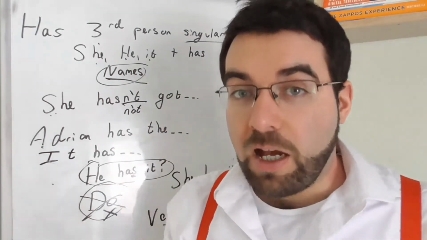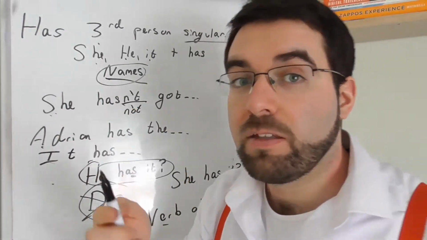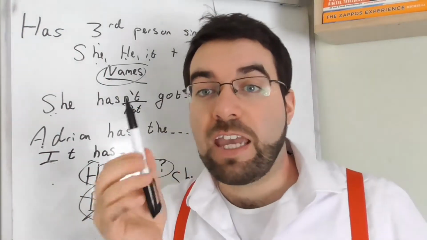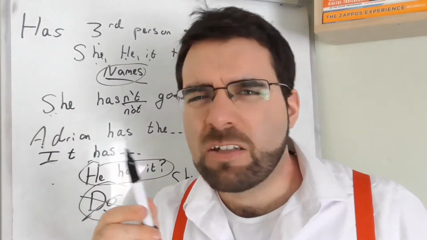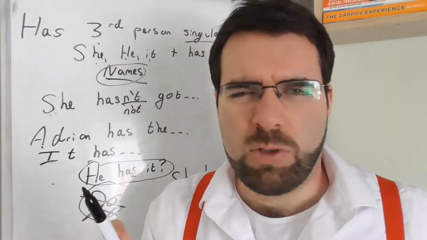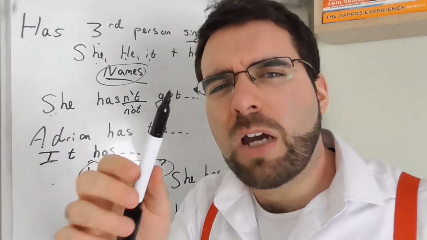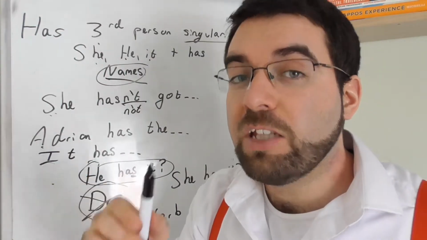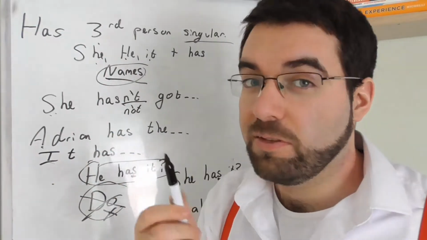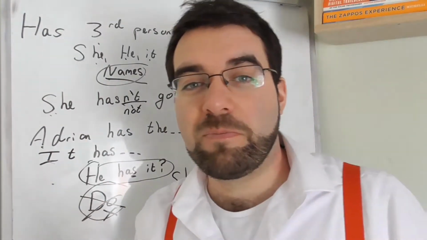First person, I have a pen. From your perspective, Adrian has a pen. Do Adrian has a pen? Does Adrian has a pen? No. Adrian has a pen? Do you have a pen? Adrian has a pen. Do you have a pen? Cool.